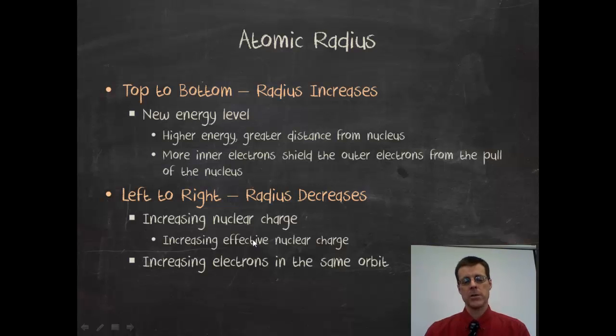I also am putting electrons into the same orbit. So the new electrons that are going in as I move to the right, they're not going farther away, they're going into the same orbit. So now they're right beside each other. And that increases the amount of nucleus to electron attraction, more pull. So my push force, shielding, is staying the same, and my pull force, nucleus to electron attraction, is increasing, so I'm going to have a smaller radius.